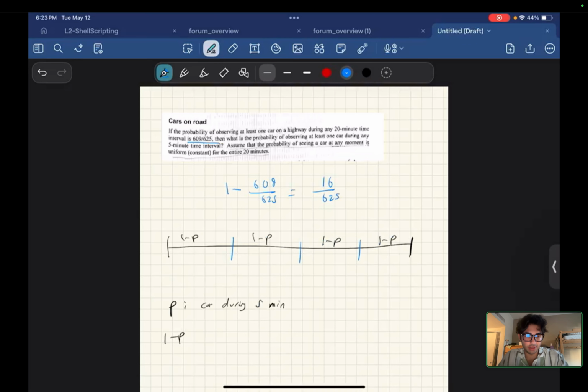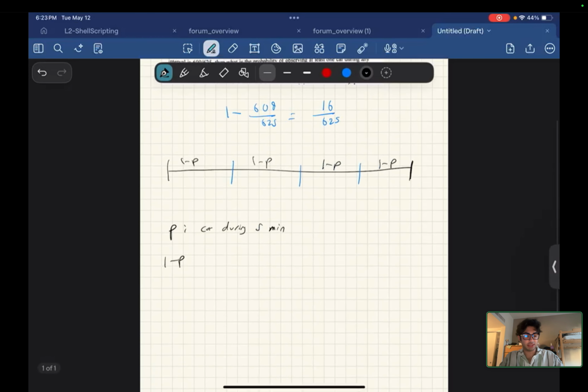If you consider this question, you can see that the probability of not seeing a car in any of those 5-minute intervals is the same as not seeing a car in the whole 20 minutes. And so the probability of not seeing a car in here, here, here, and here is equal to this. So how do we set that up? We're going to say (1 minus P) to the power of 4 equals 16 over 625.